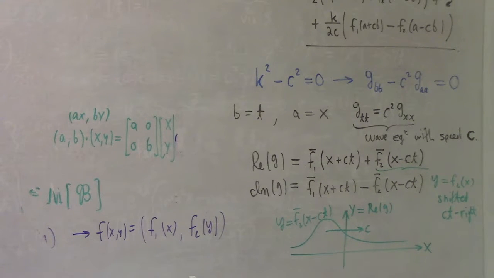So we want to map z to, say, a plus bj times z. So here we're looking at x plus jy, and we're mapping to a plus bj times x plus jy. What happens?